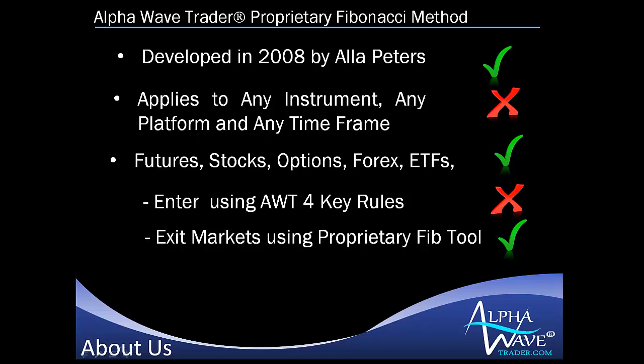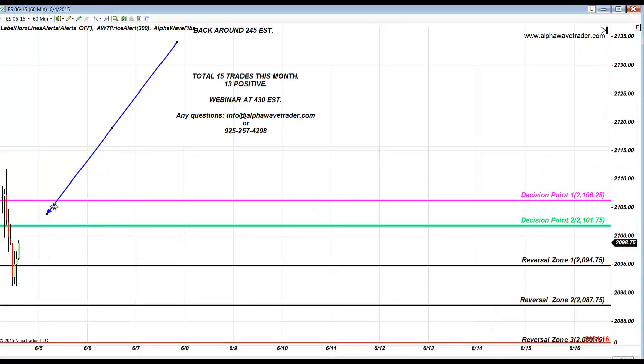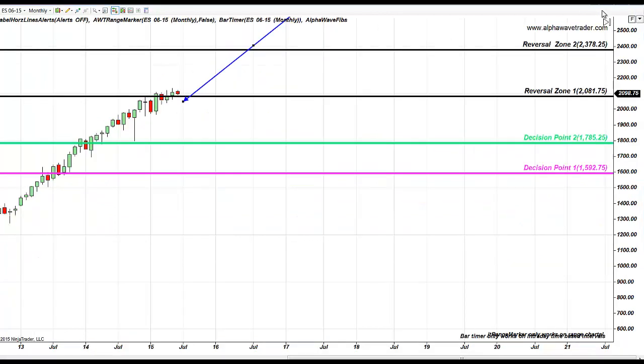If you take a look at what's happening currently on S&P monthly, this is the S&P mini future. The exact same rule as you witnessed on the hourly to the downside, where we've taken advantage of reversal, is where the monthly is. The rally was spelled out by Alpha Wave Trader Method from 600 at the reversal zone. I will show you multiple examples and multiple reminders.